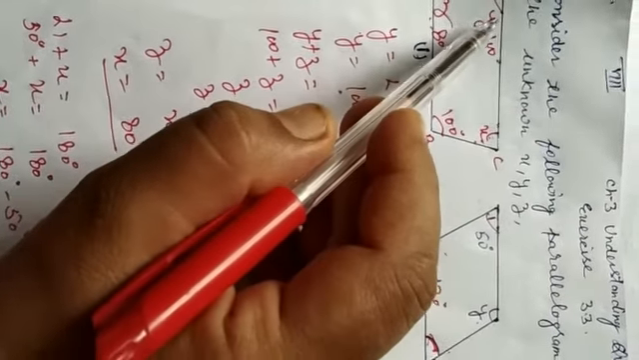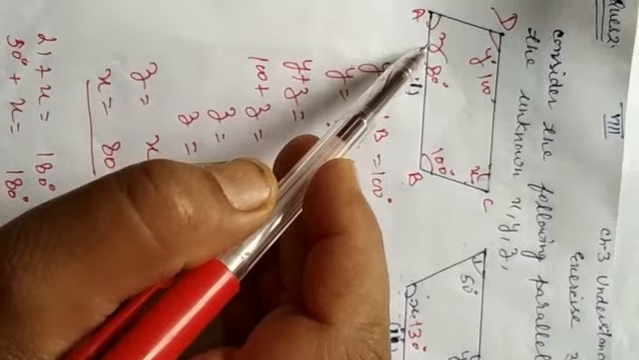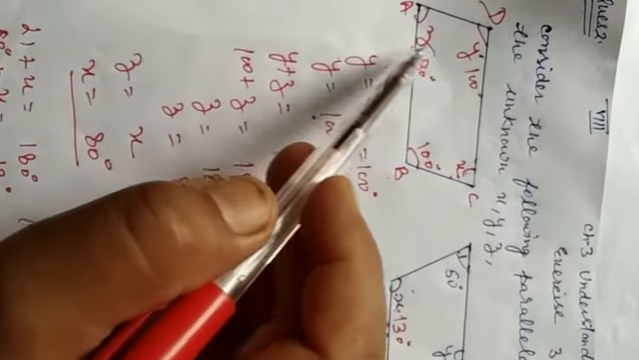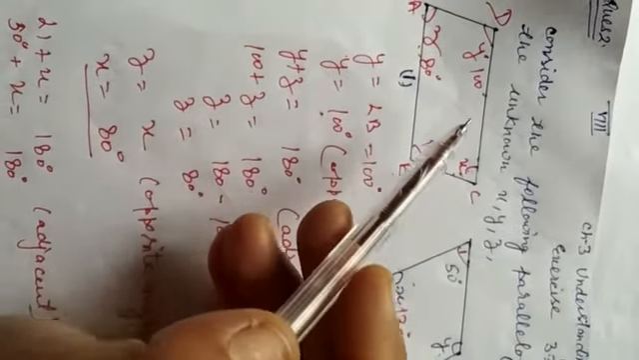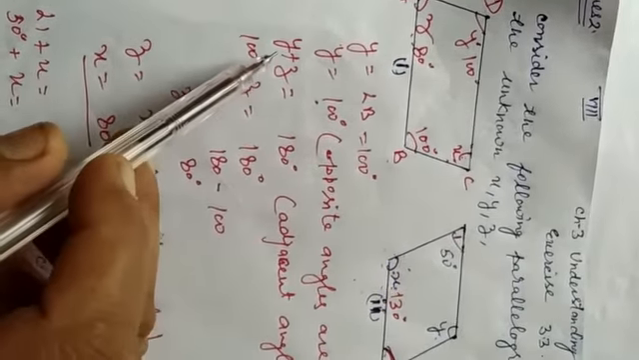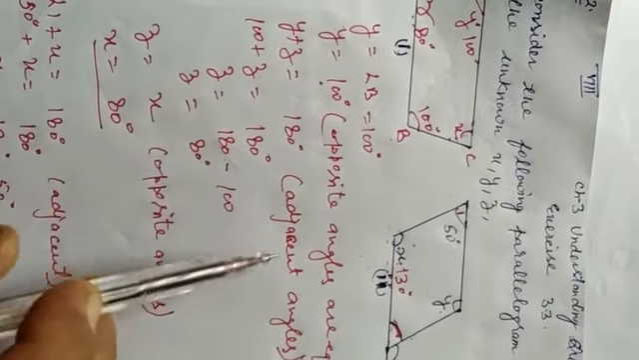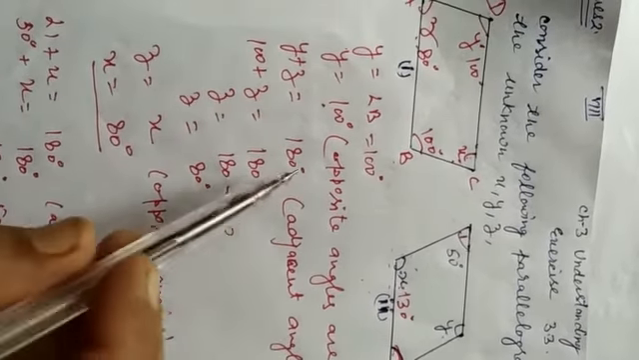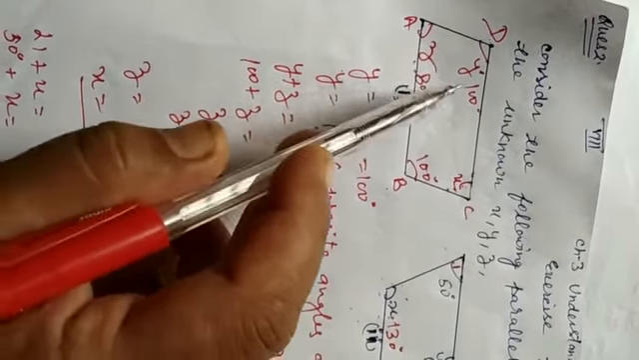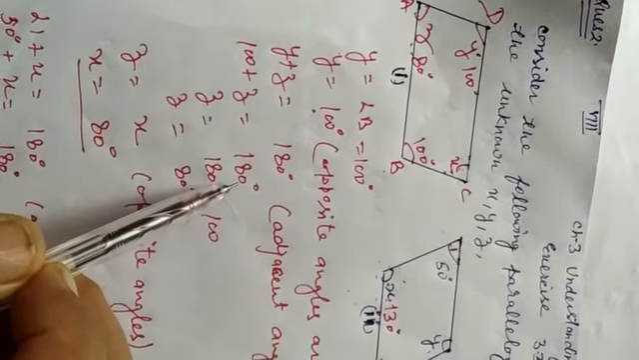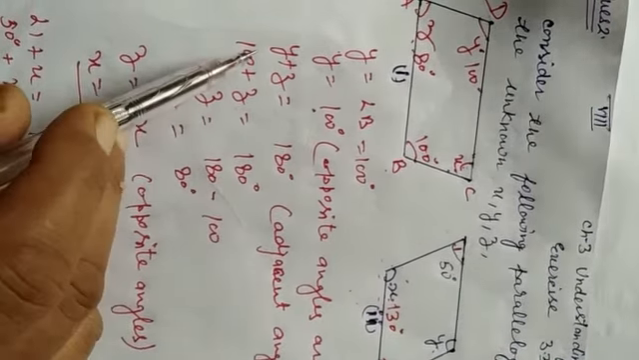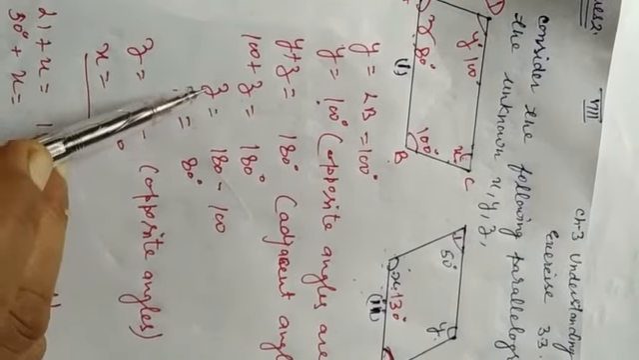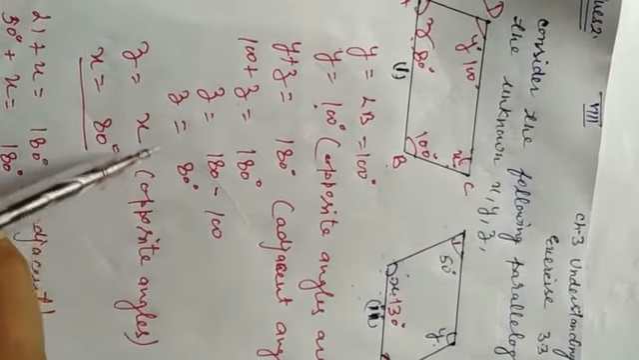Now we know that this Y and Z, these both are adjacent angles of the parallelogram. The sum of adjacent angles in a parallelogram is always 180. So y plus z is equal to 180 because both are adjacent angles. So z will be 180 minus this 100, which moves to this side. So z will be 180 minus 100, so z is equal to 80.